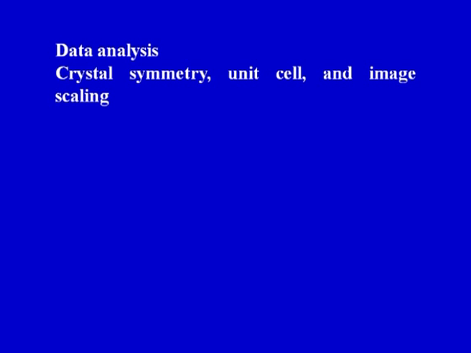Data analysis is done as per the crystal symmetry, unit cell and image scaling. A series of diffraction patterns is recorded in 2 dimensions, and like I said, many frames are collected and all this data is combined and converted into a 3 dimensional model of the electron density map. This is done through a mathematical technique called Fourier transform.